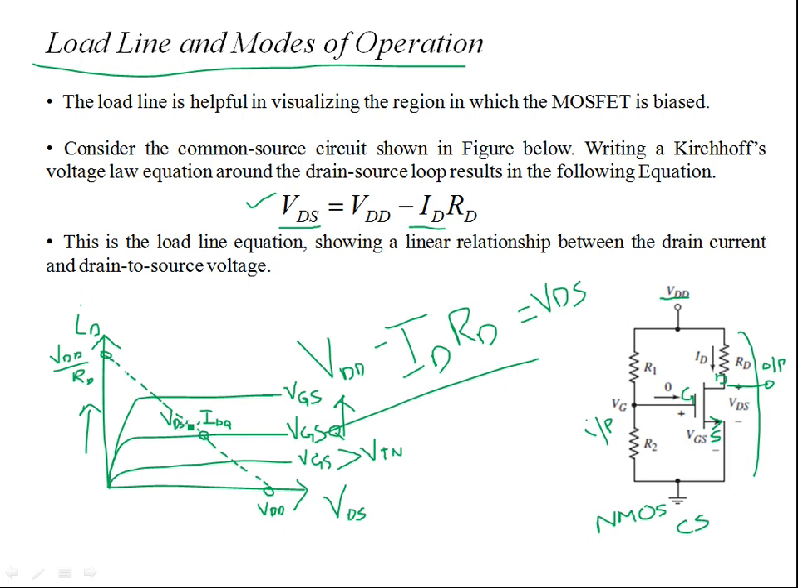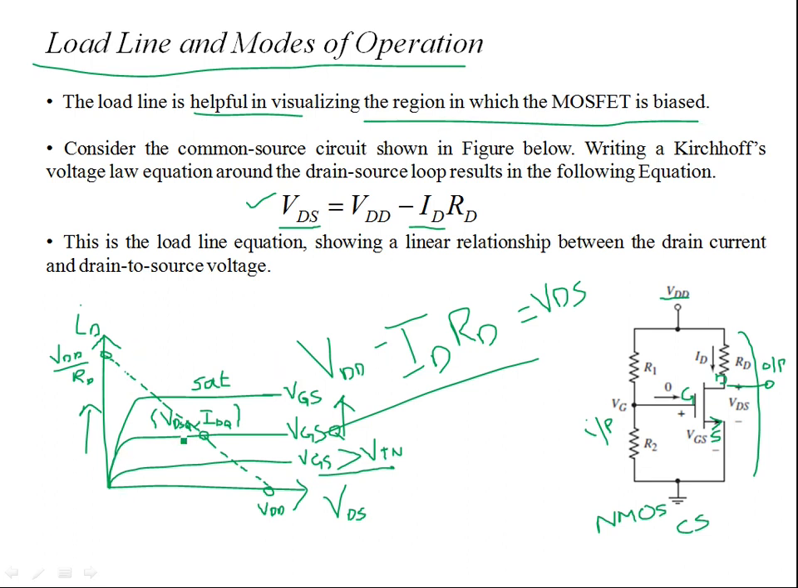It's very easy to see where the transistor is biased and in which region. You can see that this point is in the saturation region. For saturation, the transistor has to be on, so a VGS greater than threshold was already there. Either it is in saturation or non-saturation, but this gives a very easy visualization. So the load line is helpful in visualizing the region in which the MOSFET is biased. That is important.